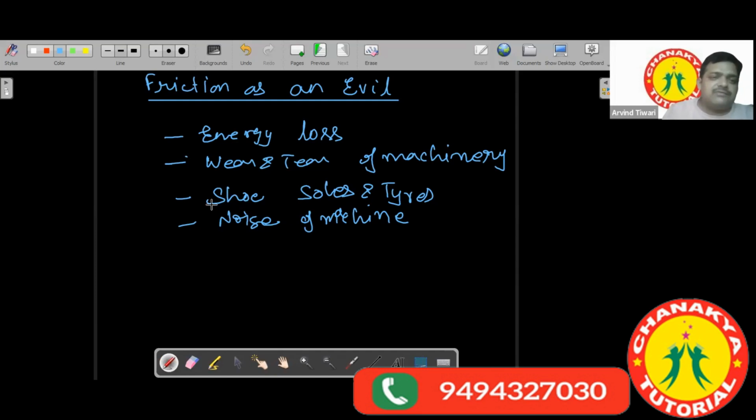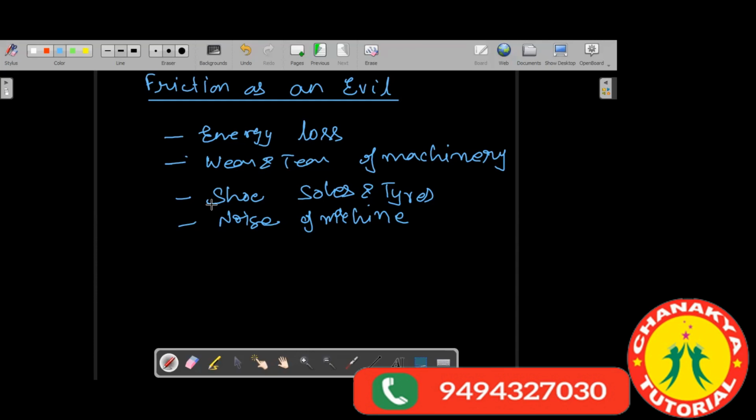So how is it harmful? Sometimes we need to stop the objects, like if you need to apply the brakes. If you do not have friction, your brakes will not be applied. Your brakes cannot stop your car. Or even, sir, any glass bottle rolling on the steps will fall down and break.